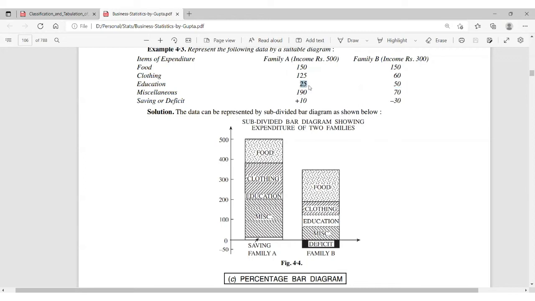Then below this line, education is 25, and this one is 50, right? We make a different pattern shade. Then miscellaneous 190 and 70, we make a different shade. Then obviously savings and deficits, which come below this.